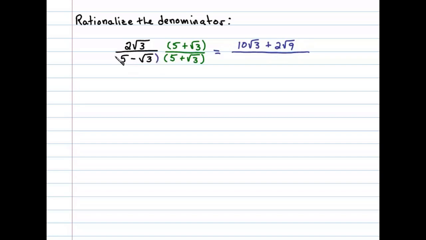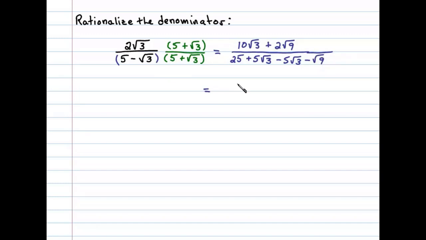Now in the denominator we have to distribute, so 5 times 5 is 25. 5 times the square root of 3 leaves us with plus 5 square root of 3. Negative square root of 3 times 5, we have a negative 5, or minus 5 square root of 3. And then finally, minus the square root of 9.